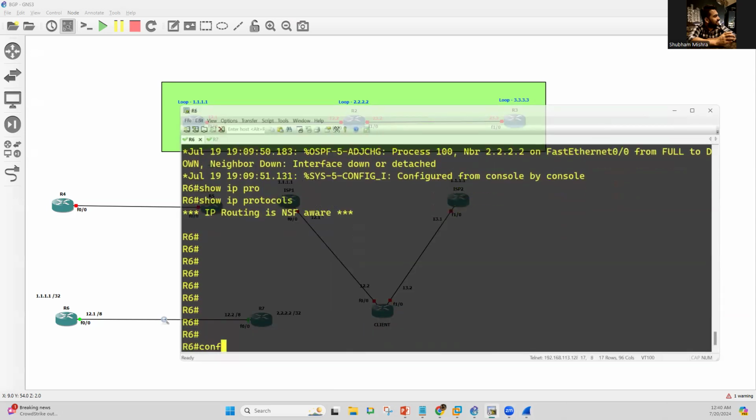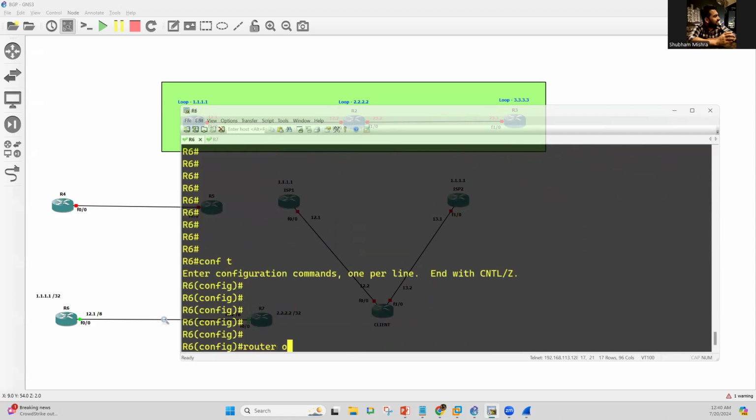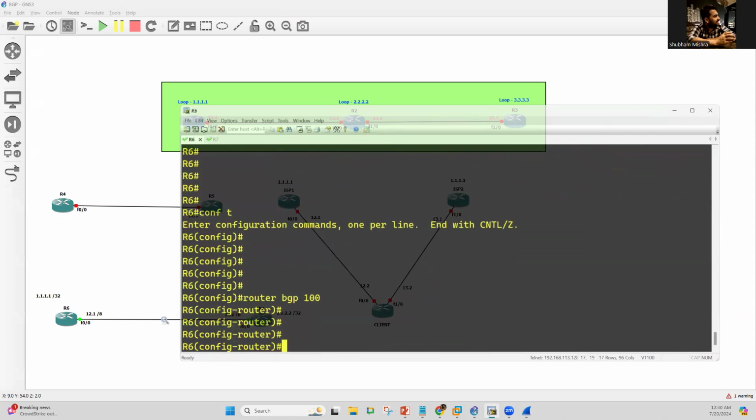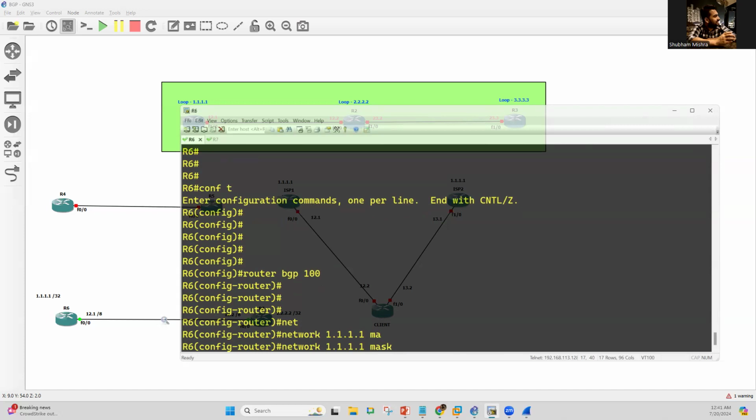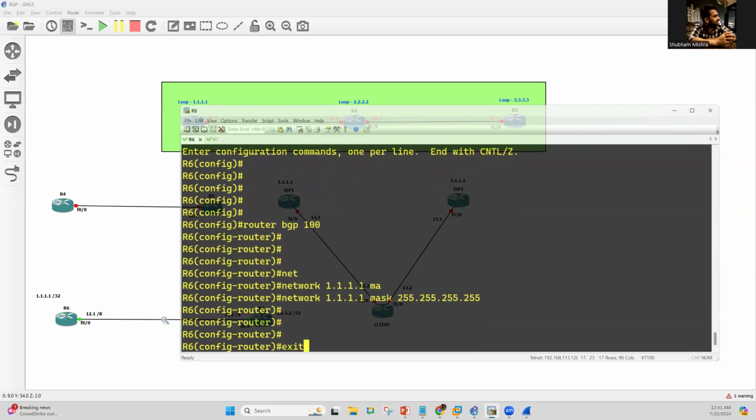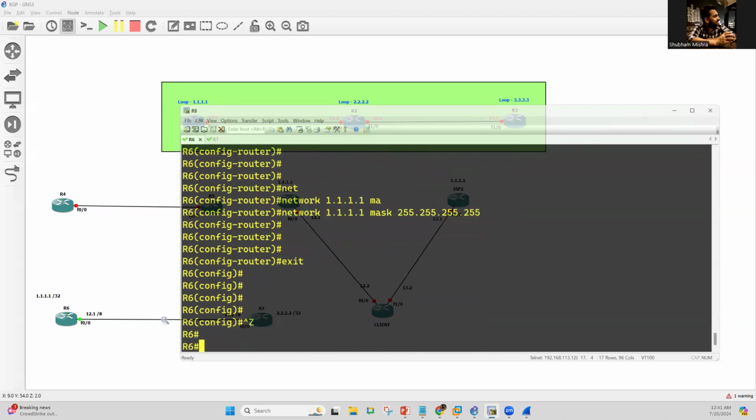Okay, now come on R6. See here guys, what I am doing on R6, I am writing the command router BGP 100. Done. After that, I am writing the network command. I told you that with the help of the network command, we can advertise a prefix in BGP. Let's suppose I am advertising 1.1.1.1. What is the command? Network, then 1.1.1.1, after that mask. What is the mask? /32. Here you need to write the subnet mask. But in case of IGP, we write the wildcard mask, right? 255.255.255.255. Getting my point? Everyone, tell me yes or no.